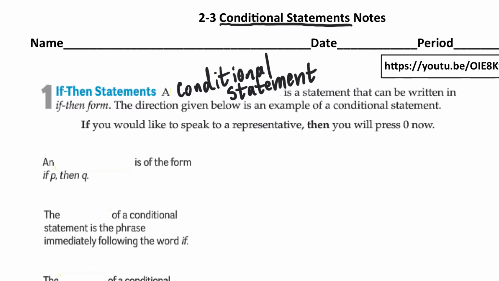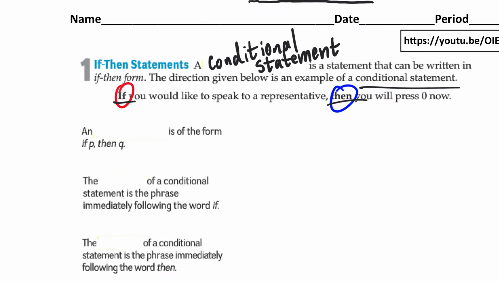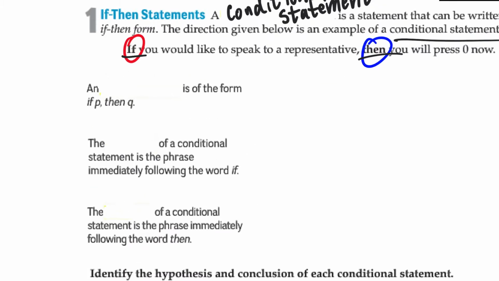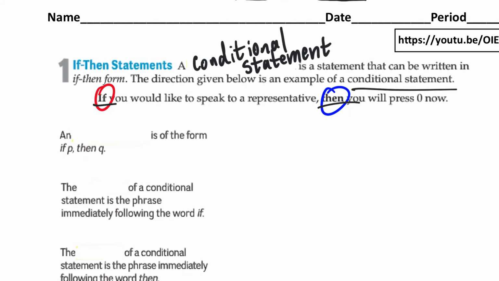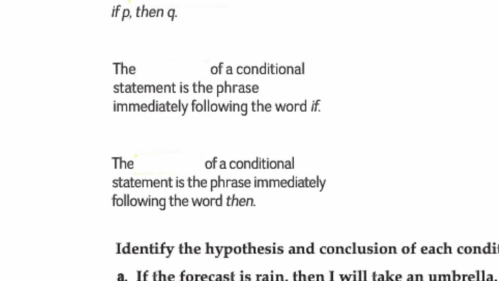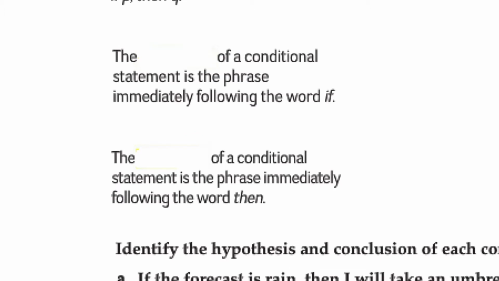Okay, so the direction given below is an example of a conditional. Notice it says, if you would like to speak to a representative, then you will press 0 now. So there's our conditional. If and then. Now in that conditional, there are 2 different parts: the if part and the then part. If you have your vocabulary handy from Friday, go ahead and get that out because I'm going to be asking several questions from that vocabulary.